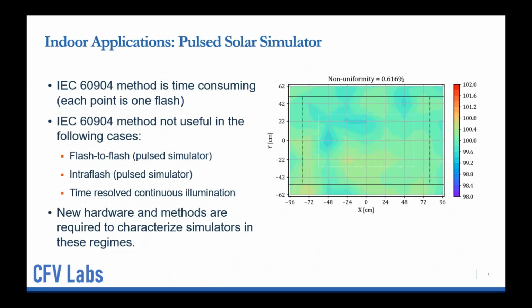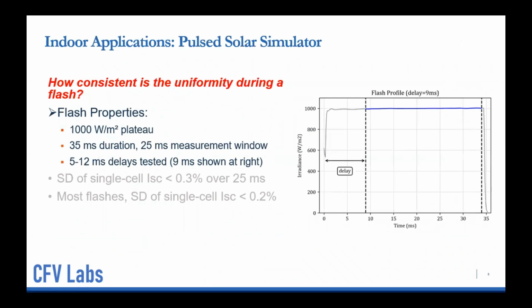On the right, this is a typical standard uniformity map of our flasher measured indoors using the single cell method. As I said, to measure these other regimes, we have to have another method. So the first thing that we did was evaluate how consistent the uniformity is during a flash. Shown on the screen are some standard flash properties. This is 1,000 watts per meter squared, a 35 millisecond duration with a 25 millisecond window. We tested delays from flash pulse start from 5 to 12 milliseconds, and here's a sample shown at a 9 millisecond delay.